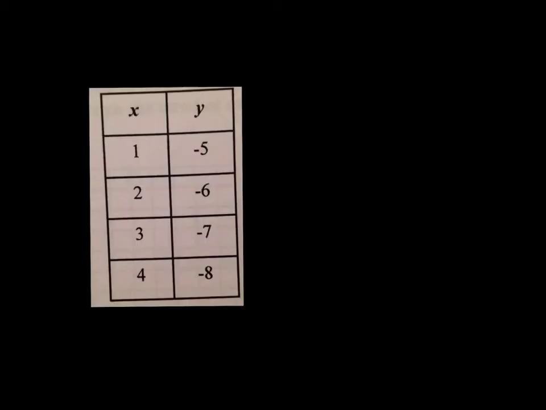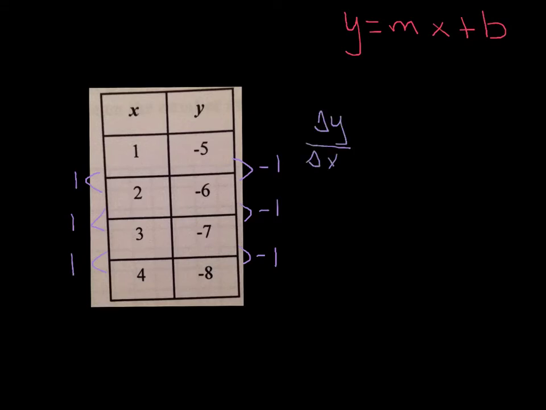Alright, here's our second table of values, and our goal is to write the equation in y equals mx plus b form. To find the slope, let's find the rate of change. My y values are going down by 1, down by 1, and down by 1. X values are going up by 1 each time. So to find the slope, change in y divided by change in x is -1 divided by 1, which is -1. So -1 is my slope.